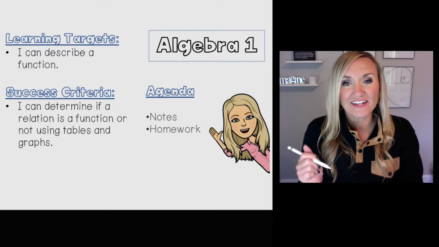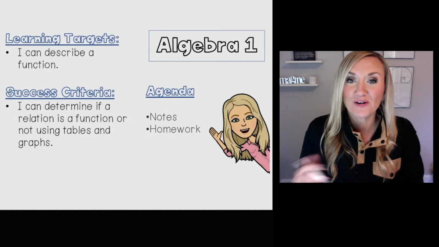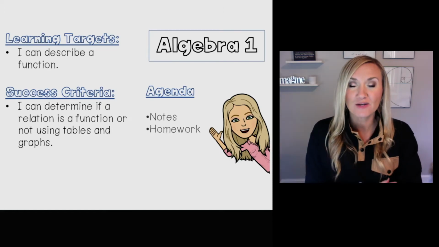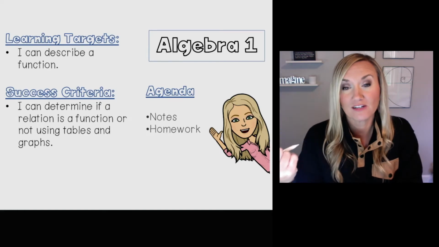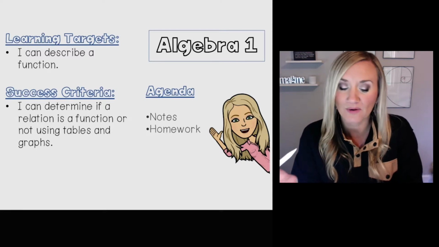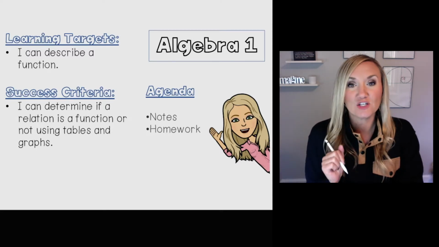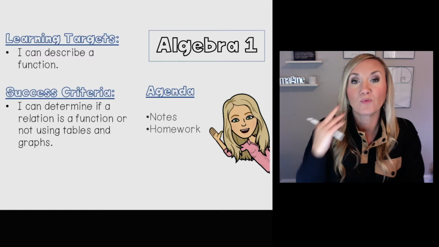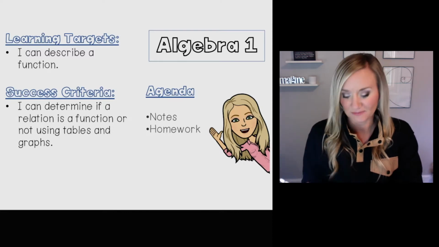Today we are studying lesson 124, which is all about functions. You guys are going to be able to determine if there is a function or not, looking at a table or a graph, and you should be able to describe a function really well after today's lesson.